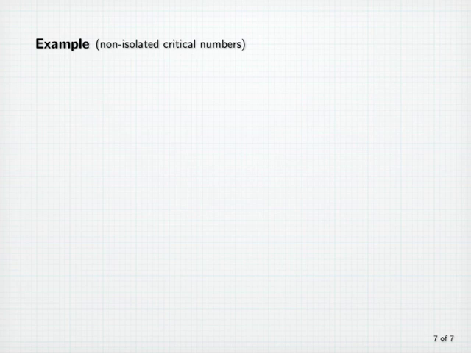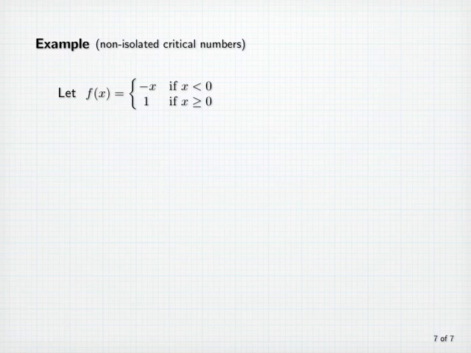One final example to illustrate non-isolated critical numbers. Let's let f of x equal minus x if x is less than 0 and 1 if x is greater than or equal to 0. Then the derivative of f is minus 1 if x is less than 0 and 0 if x is greater than 0. Notice that f prime is undefined at 0 because f is discontinuous there.